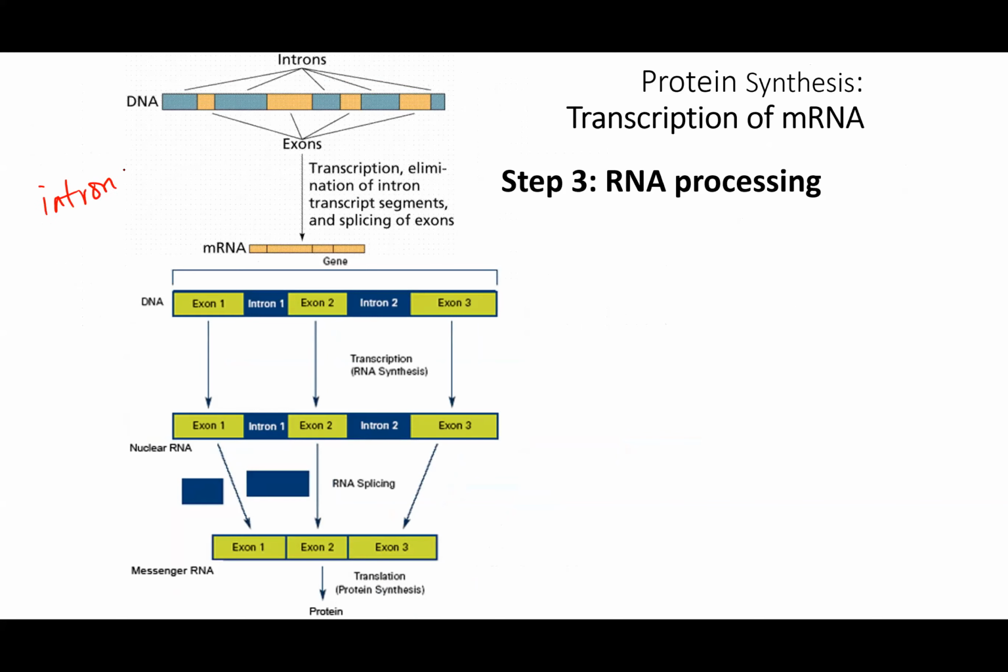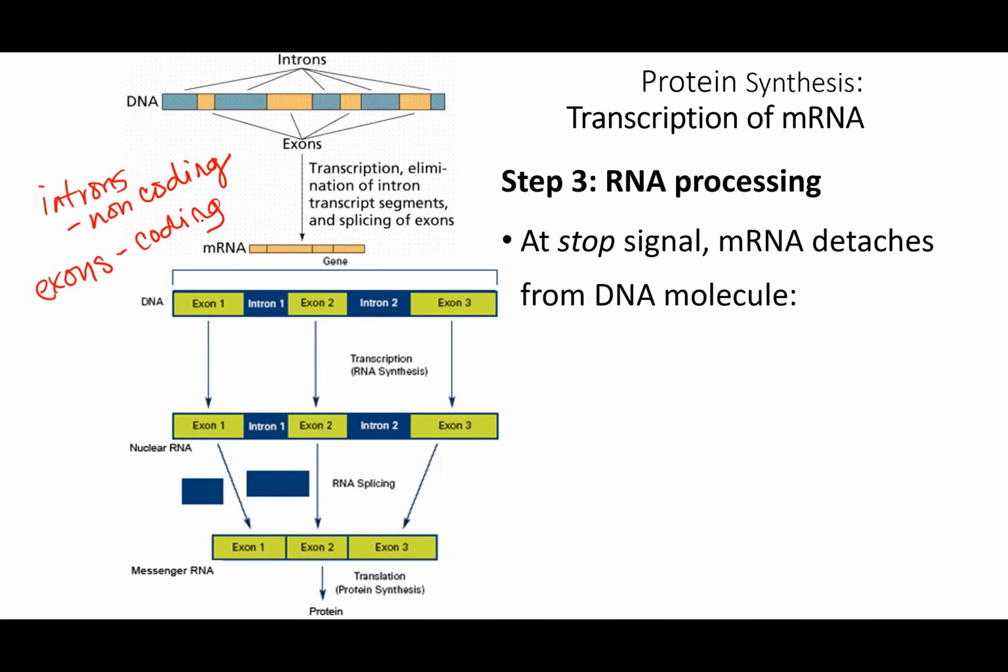Introns, non-coding. The parts that are coding are the exons that code for protein. So you need to get rid of this junk DNA or these introns before you can actually go on to translation. Because if you code for those junk DNA, the introns, that gene is not going to make any sense. So you have to get rid of those portions that do not code for anything.